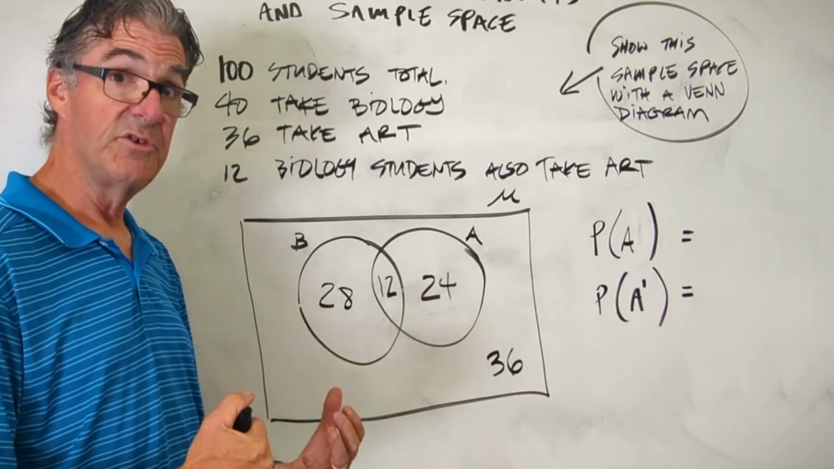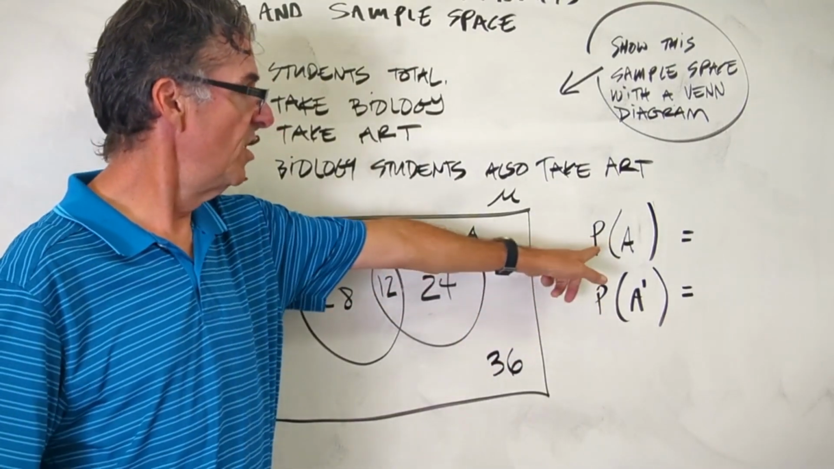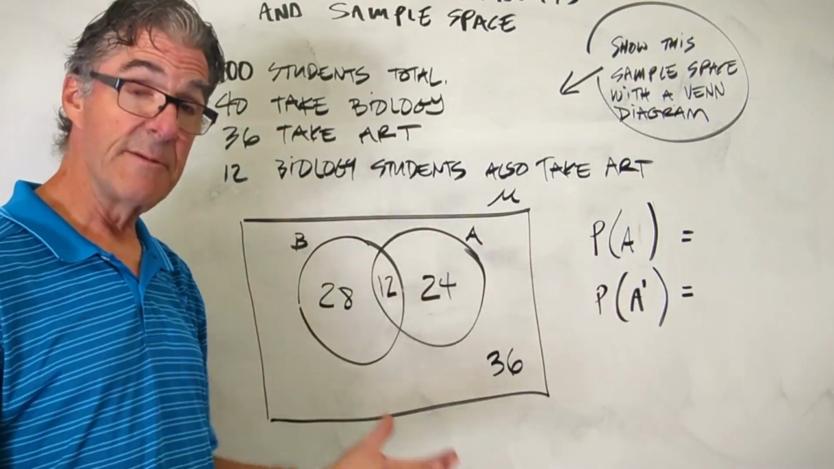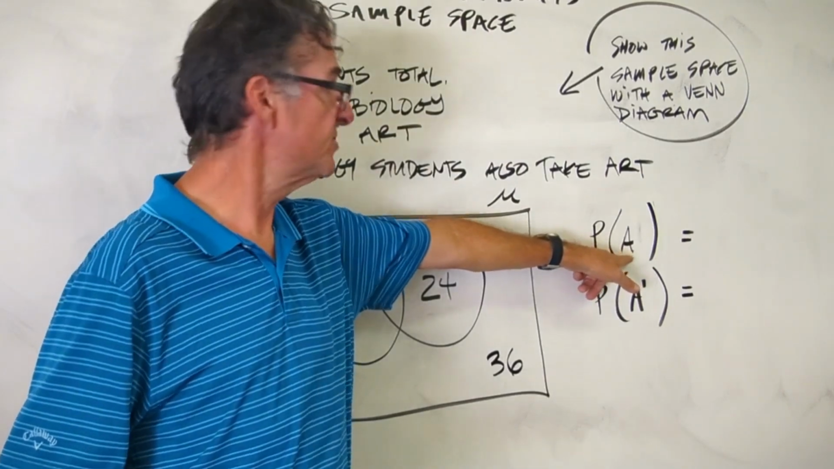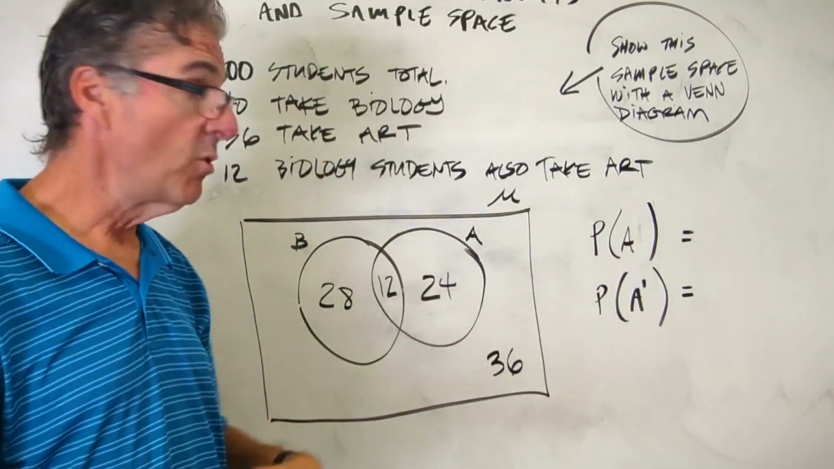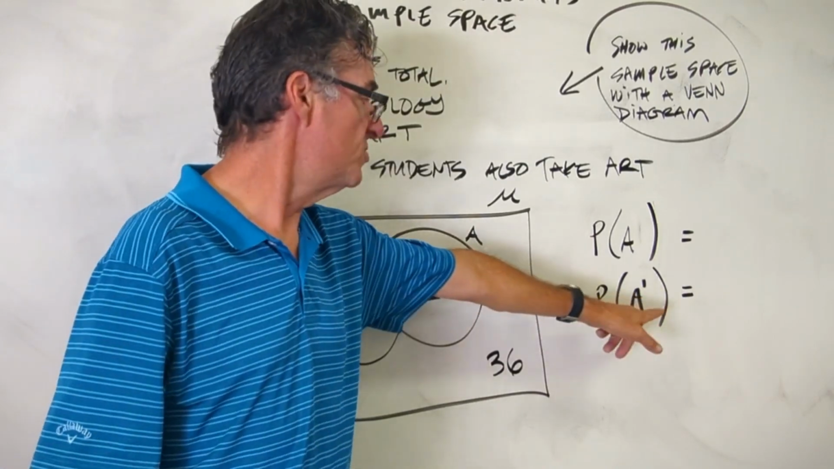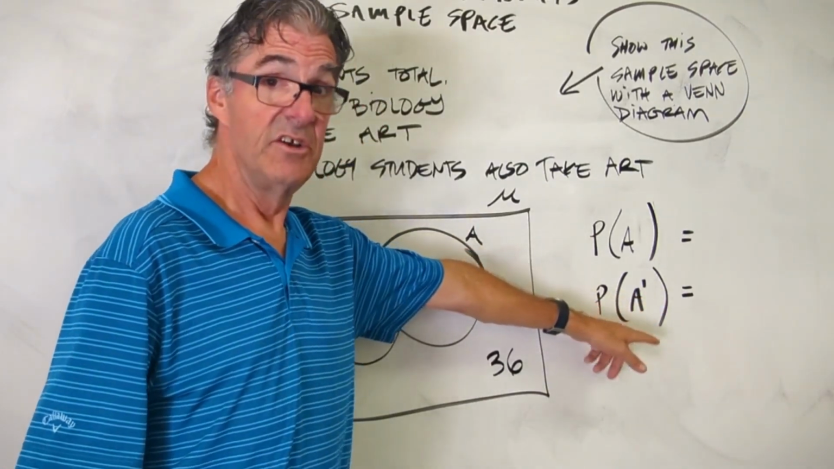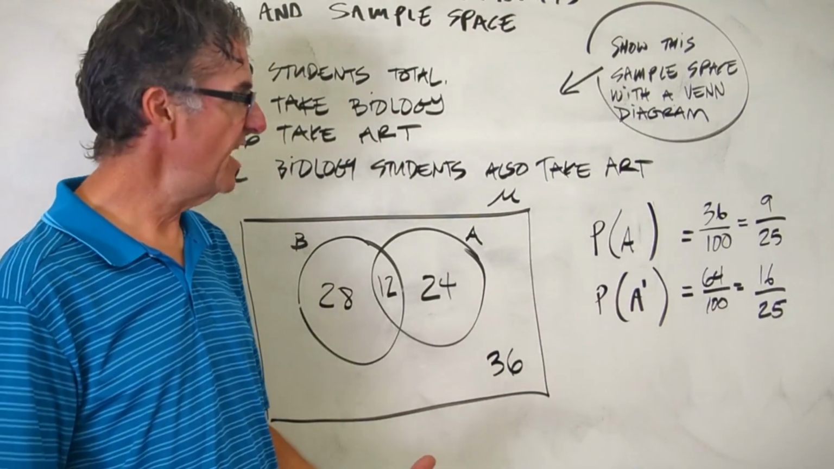All right, so now let's go do some probability using our Venn diagram. I've put up two questions for you. What is the probability that a randomly selected person is in group A, in that they take art? So what's that probability? And then I want you to go ahead and do the probability of a randomly selected person who doesn't take art. So go ahead, pause the video and come up with those two calculations. Okay, let's see how you did.